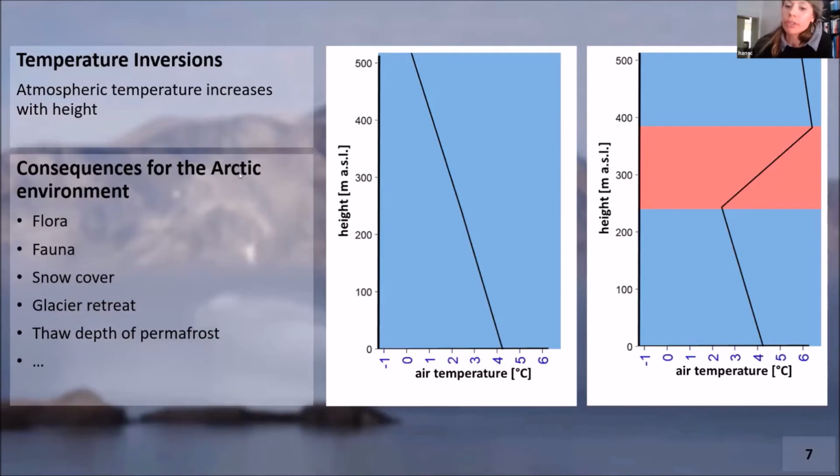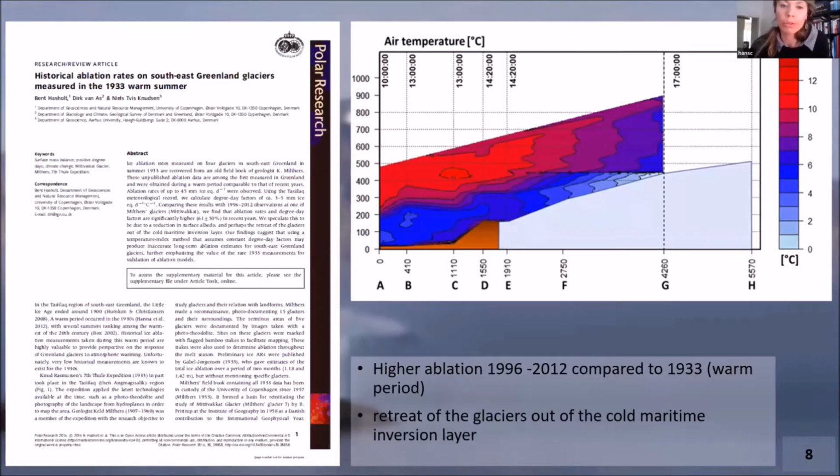And this condition has, of course, multiple consequences for the Arctic environment. For example, it has an influence on the vertical gradient of flora and fauna, but also on snow cover or glacier retreat, and many more. To understand this impact a bit better, and also why it's important to improve our knowledge about this condition, I would like to give one example.